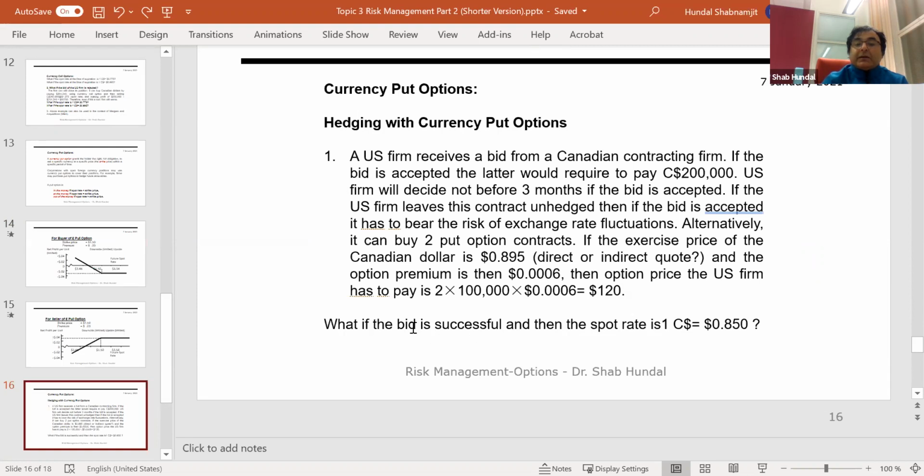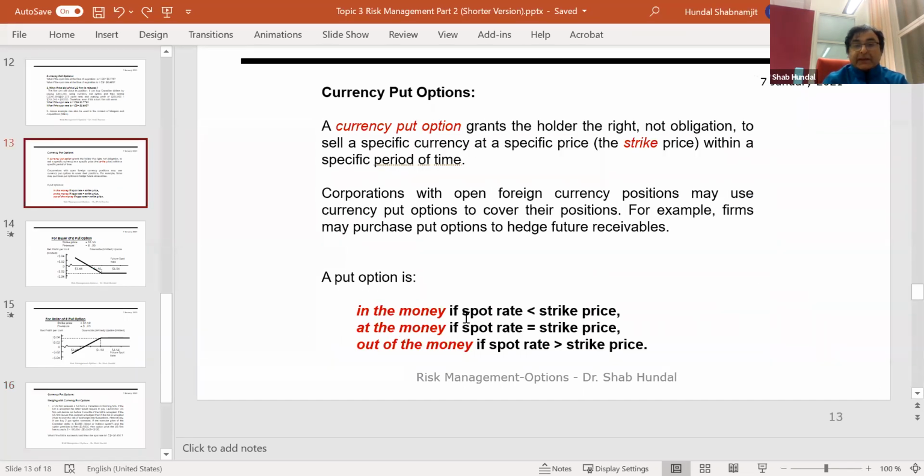And just imagine that if your bid is successful, you are going to sell your company to the Canadian company, and they would be paying you 200,000. And let's say that when they make this payment on that day, one Canadian dollar is selling for 0.850 American dollars. So what happens in this case? The market price, the future spot rate, is less than the strike price. It's good for you. And if it happens, then the option is in the money. Remember, the option is in the money if the future spot rate is less than the strike price.